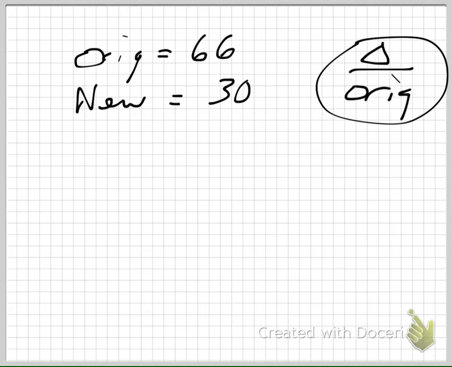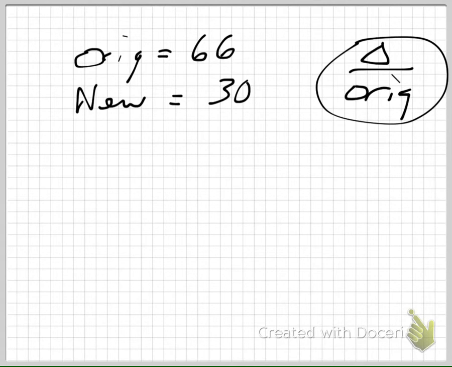What is the formula? Read it to me. What does the formula over here say? What's the triangle mean? Change. Over the original amount, right?